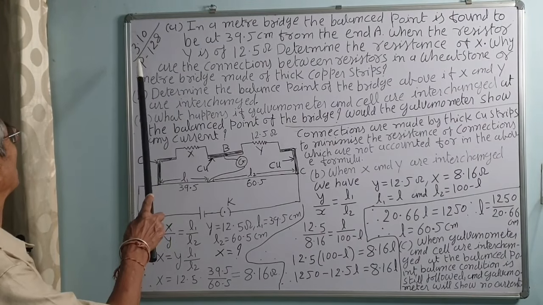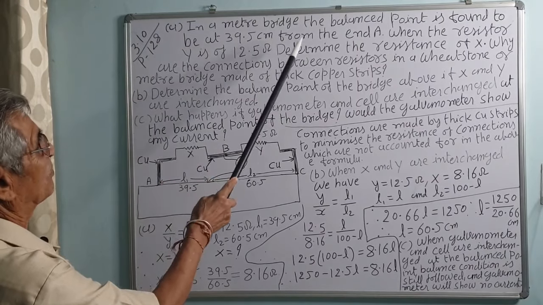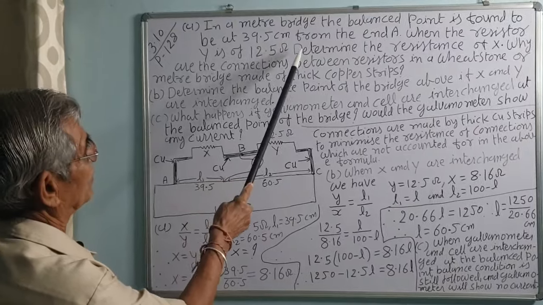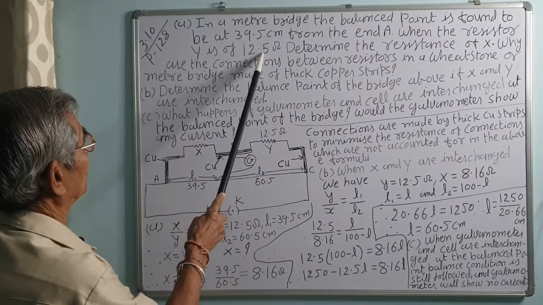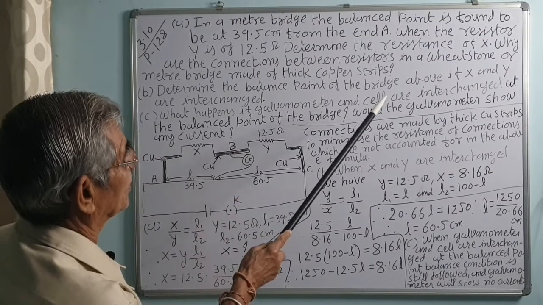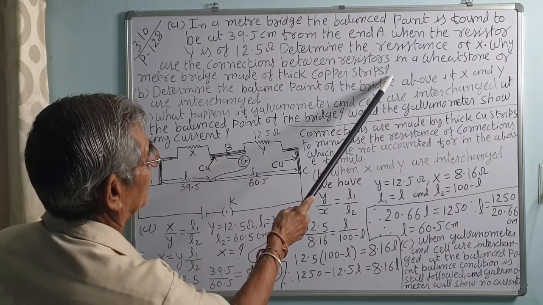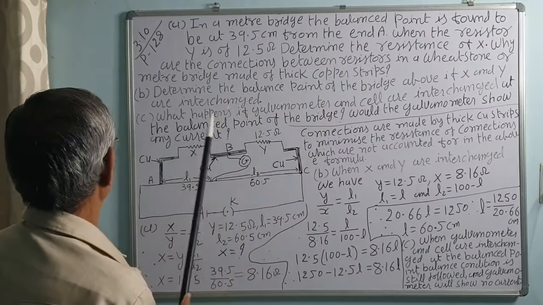Example 3.10 on page number 128. A. In a meter bridge, the balance point is found to be at 39.5 centimeter from the end A, when the resistor Y is of 12.5 ohm. Determine the resistance of X. B. Why are the connections between the resistors in a Wheatstone bridge or the meter bridge made of thick copper strips?